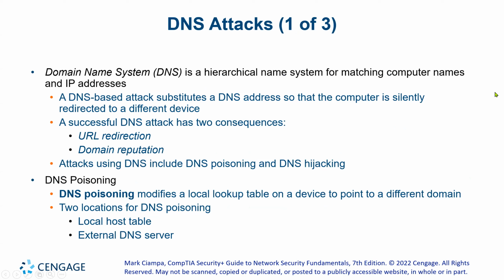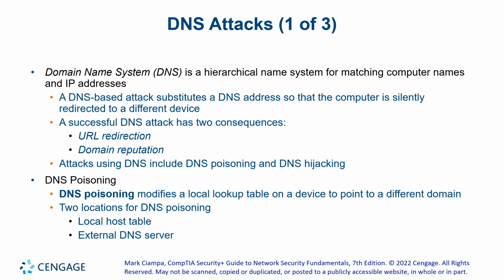All right, DNS attacks. So domain name system, DNS, is a hierarchical name system for matching computer names and IP addresses. A DNS-based attack substitutes a DNS address so that a computer is silently redirected to a different device. A successful DNS attack has two consequences: URL redirection and domain reputation. So attacks using DNS include DNS poisoning and DNS hijacking.